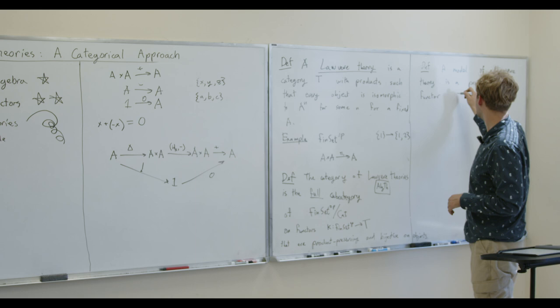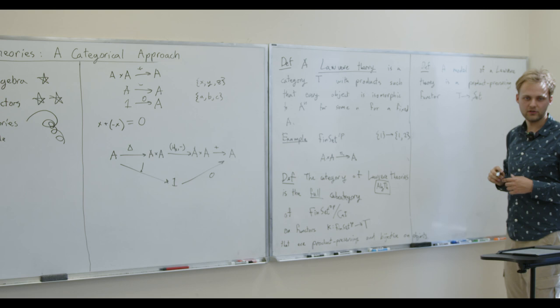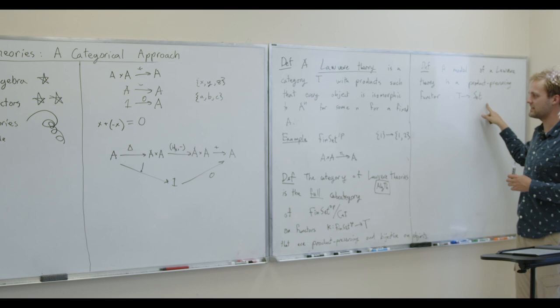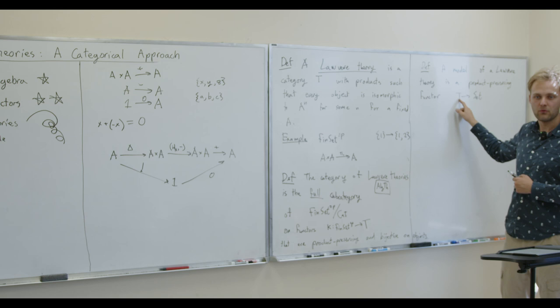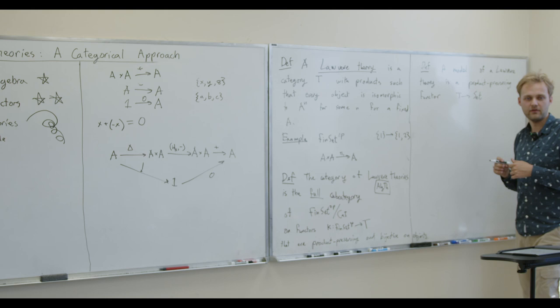T to set. So this picks out a set by where it sends A, the generator. And this also tells us, for each morphism in here, we get an actual function here. So that's how this is connected to the classical notion of model.